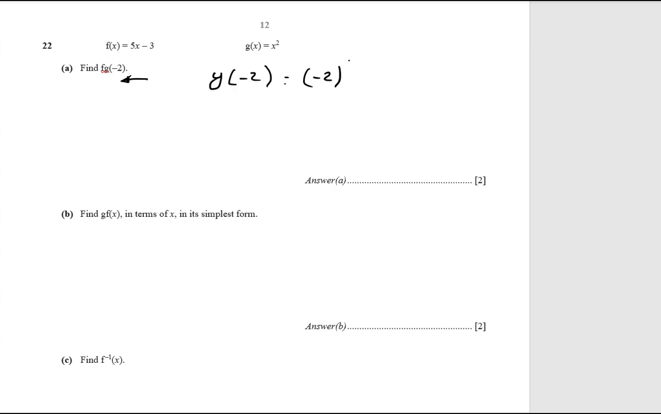which is equal to 4. So now we change the expression to f of 4. So it will be 5 multiplied by 4 minus 3, which is 5 multiplied by 4, 20, minus 3, 17. So the answer is 17.